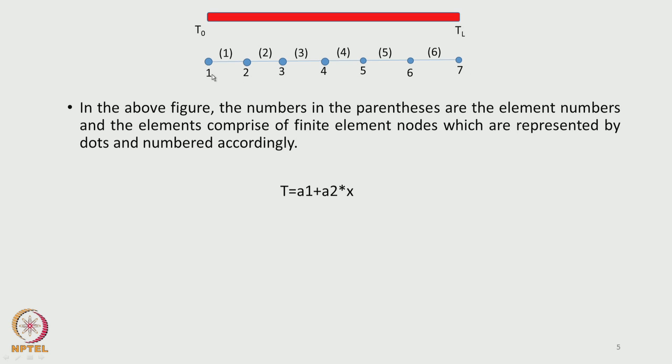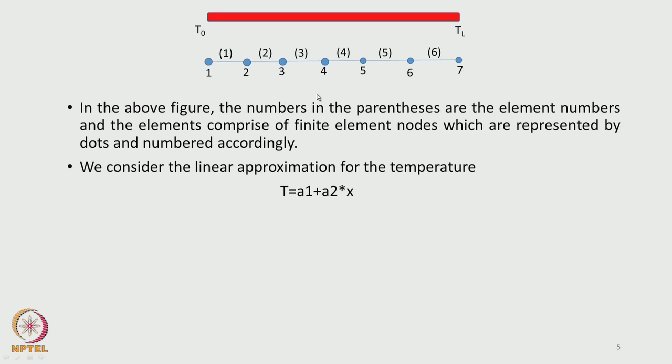Now, the previous figure is drawn again here, in addition to representing it with the help of finite element nodes. In this figure, the numbers 1, 2, 3, 4 given in the brackets are element numbers, and each element comprises nodes. For example, element 1 has nodes 1 and 2. Similarly, element 4 has nodes 4 and 5. So, we need to establish a connectivity between node and element, which are represented by dots and numbered accordingly. Element 3, for example, is connected by node 3 and node 4.